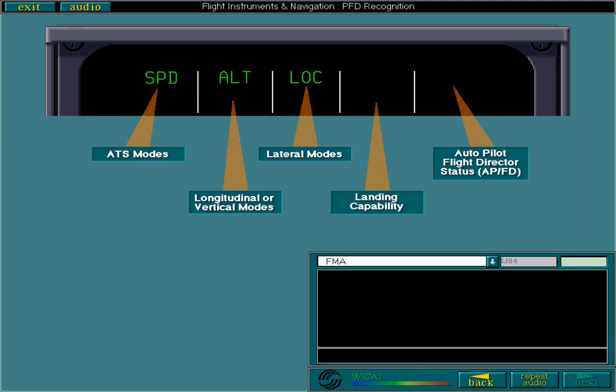It is essential that you remember that data displayed in green means that the function is active or engaged. If it is displayed in blue, it is armed only and not active.